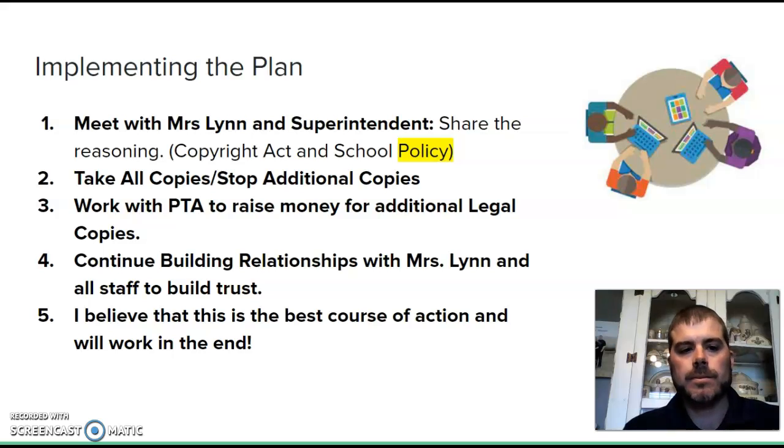Number 2, I would take all copies and stop additional copies. Number 3, I would work with the PTA to raise additional funds for additional legal copies. Number 4, I would continue building relationships with Mrs. Lynn and all staff to build trust. And number 5, I believe that this is the best course of action and will work in the end.